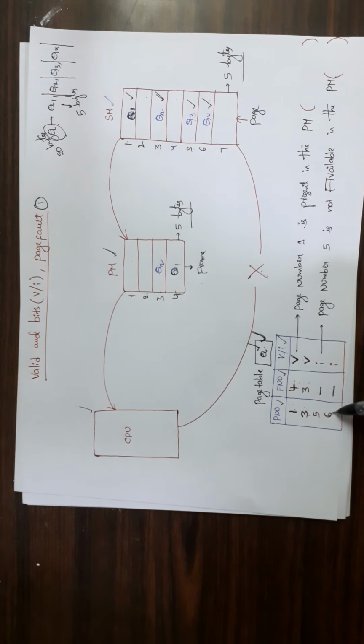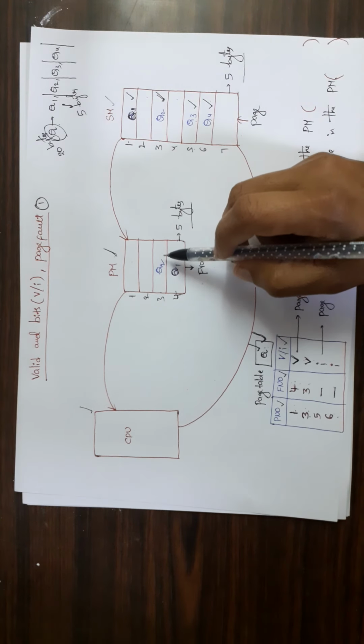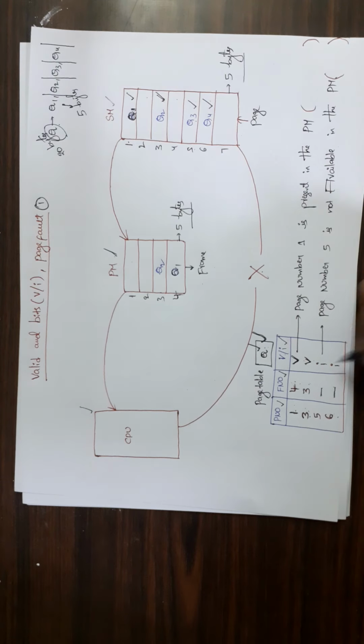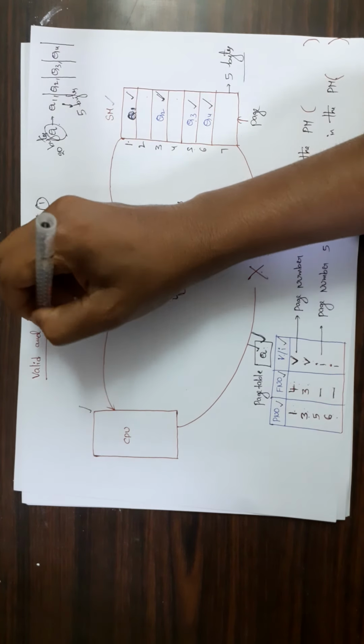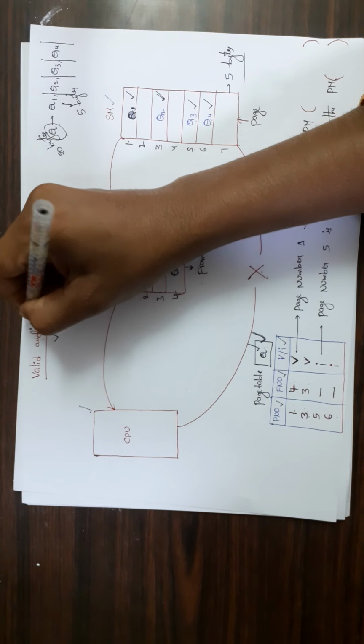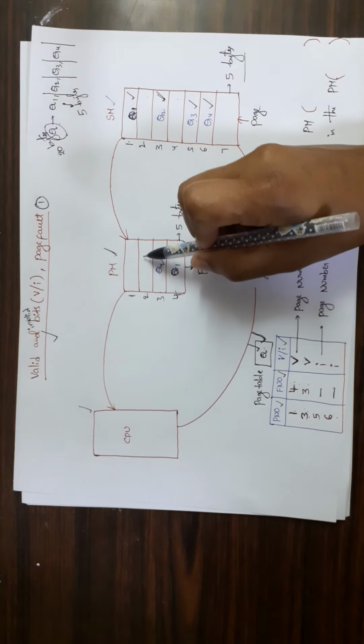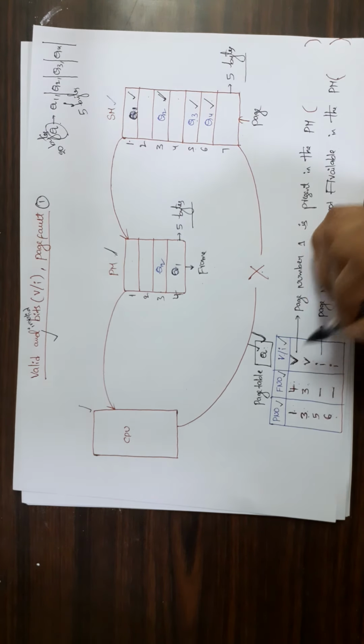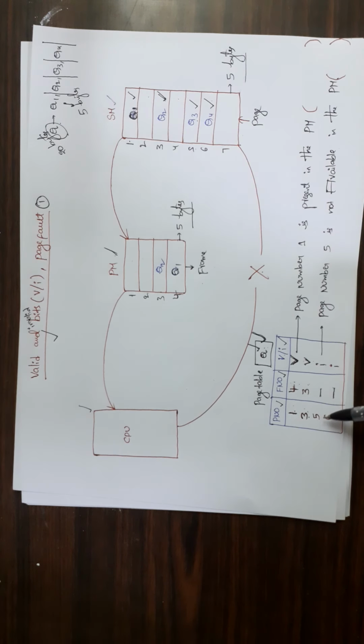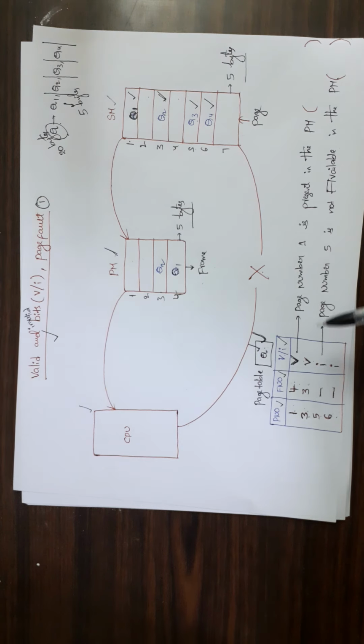For page number 5 and 6, there are no frame numbers for these two pages. So I have written I. I means invalid. Invalid bit means these page numbers are not loaded into the primary memory. Right, so these bits are called invalid bits. So this is about valid and invalid bits. If a particular page is available in the primary memory, then for that page we should write valid and invalid bit as V. For a particular page, if that page is not available in the primary memory, then we should write the valid and invalid bit as I. So this is about valid and invalid bits.